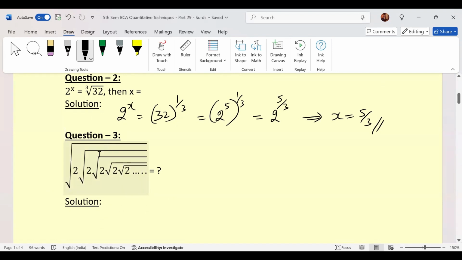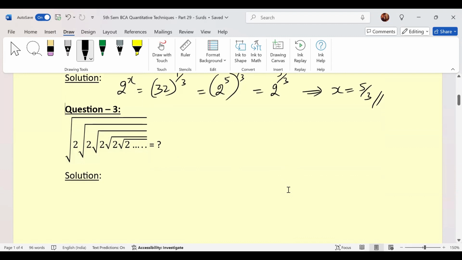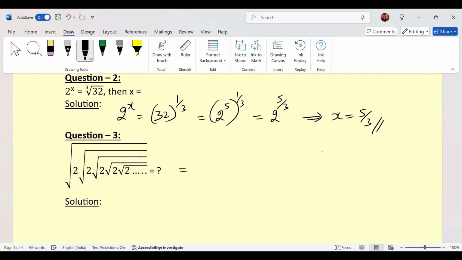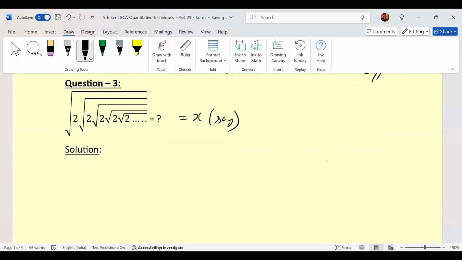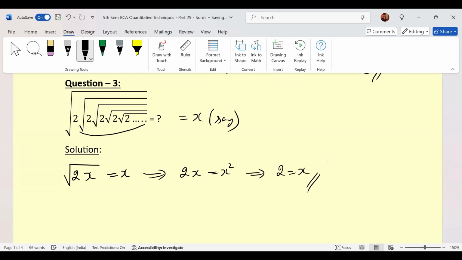So question number 3: square root of 2 square root of 2 square root, it is going to infinity. What will be the value of this? So let this be x. So we can now write this expression as square root of 2 times, and this is again x only. So I can write x equal to square root of 2x. Squaring on both sides, we will get 2x equal to x square. Dividing both sides by x, we get 2 equal to x. So our value is 2. Let us move on to the next question.